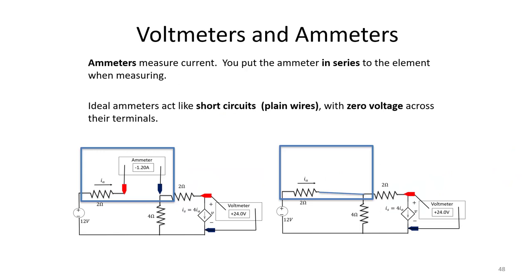Next is ammeters. So remember, ammeters measure current, and the ammeter needs to go in series to the element you want to measure. This is because ammeters behave like short circuits or plain wires. Ammeters have zero voltage across them. So remember, the ammeter behaves like a plain wire. So the ammeter is not going to add any voltage to our circuit. It's purely going to measure whatever current happens to be passing through.